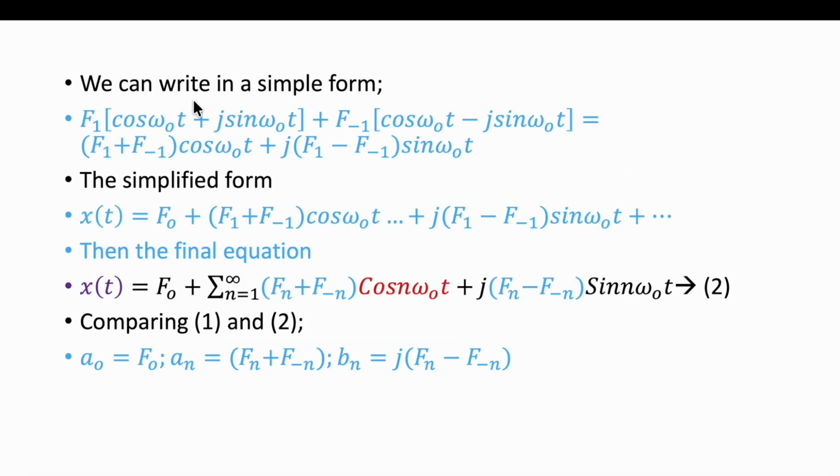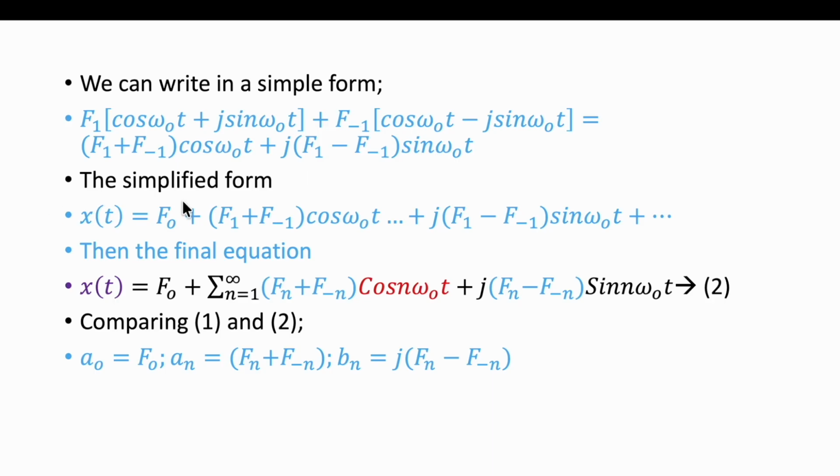So we can write in a simple form: F of 1 times cos omega naught t plus j sin omega naught t, plus F of minus 1 times cos omega naught t minus j sin omega naught t. You can see the terms F of 1 cos omega naught t and F of minus 1 cos omega naught t. So you can take cos omega naught t as common and write F of 1 plus F of minus 1. Similarly, you can take j sin omega naught t as common and write j times F of 1 minus F of minus 1 times sin omega naught t.